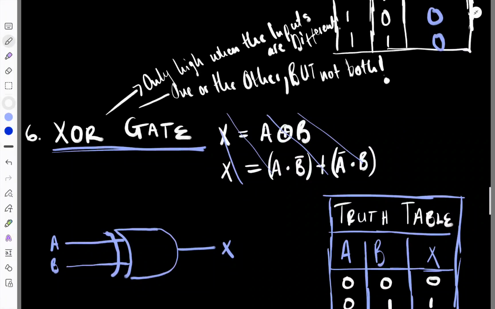Then the XOR gate is called the exclusive OR gate. It is kind of a different one from all these other ones because we are not actually doing anything. We just remember that it is Mr. one or the other, but not both, which means we are only going to get high when the two inputs are different. And when we know this, then we are good with our truth tables.